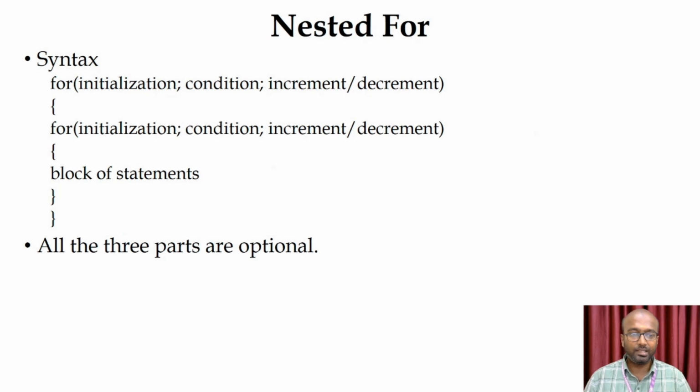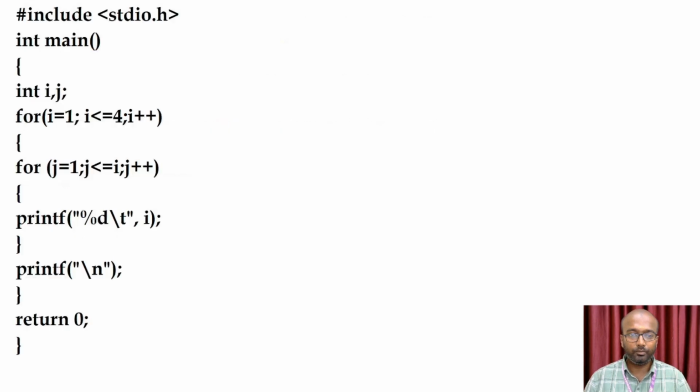Nested for, the syntax: for initialization, condition, increment or decrement, then the block. Inside the block is another for loop: for initialization, condition, increment or decrement, and inside it we have the block of statements, and we close the braces. All three parts are optional. Initialization, condition and increment or decrement can either be given or left blank.